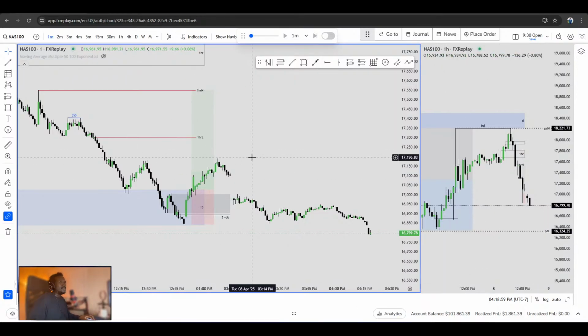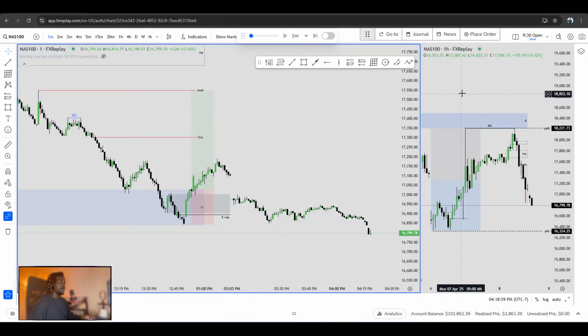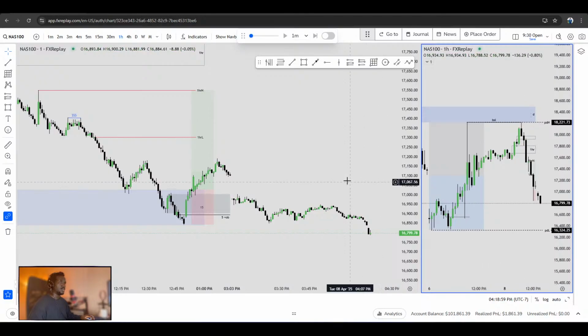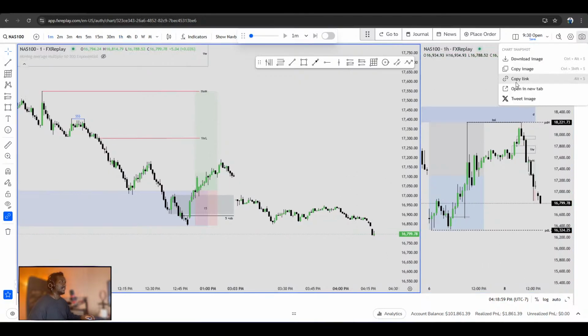There's a high probability, so these are the trades I've been taking of late, where if they don't work, I'm okay. I'm like, that was worth it. No more chasing trades, man. We are past that. Nonsense. So what I'm gonna do is take a picture here, copy link.